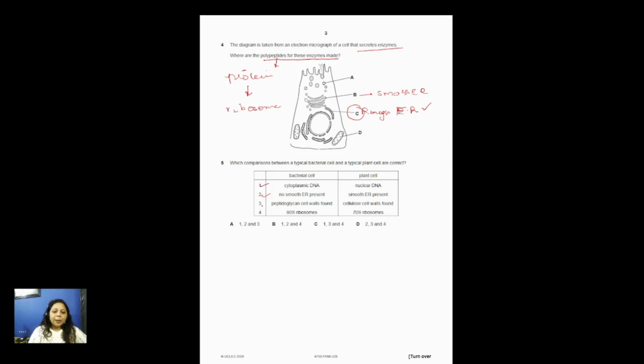Number three, peptidoglycan cell wall found in bacteria. Yes. And the cellulose cell wall found in plants. Yes. And then the bacterial cell and plant cell, okay, it's oppositely written. The bacterial cell has 70S ribosomes, while the plant cell has 80S ribosomes. So this one is incorrect. So you have the correct option A as the answer. Clear?